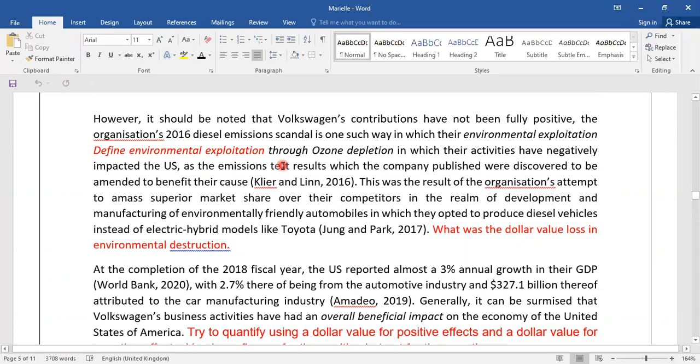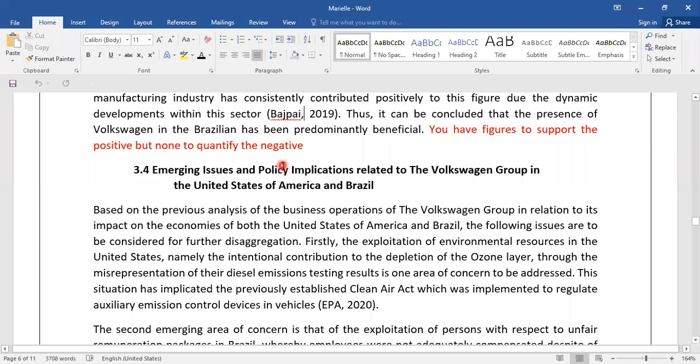Students, you understand that there's a logic, meaning that the negative consequences that you discussed in the previous section must be the same issues in your policy implications. And this sounds like common sense, but in some of the other assignments, I have seen students discuss environmental problems in their countries, and in emerging issues they are discussing tax reform. So students, that's apples and grapes. The policy implications must be informed by the negative issues.